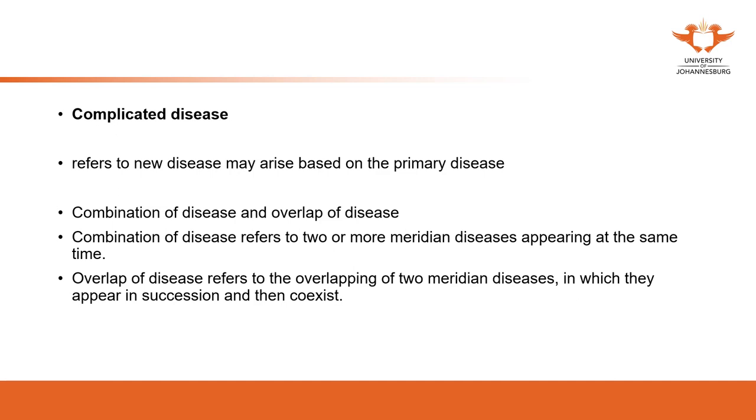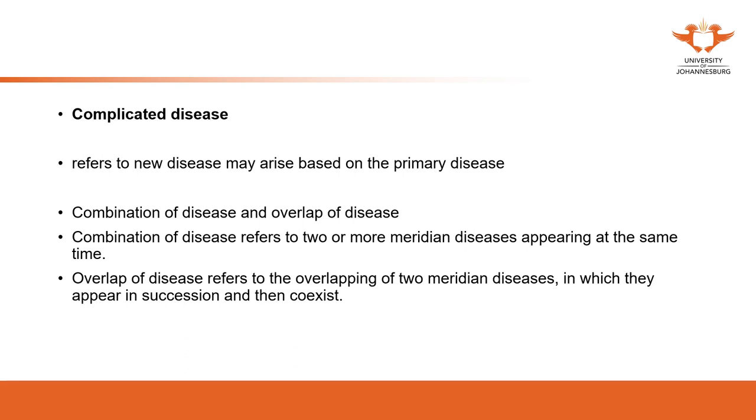The next one, the complicated disease. The complicated disease refers to a new disease that may arise based on the primary disease. So in this condition, the patient will have multiple diseases, at least two, a combination and overlap of diseases. The patient will have one disease, and after a while, another disease happens in the same patient. And the second disease is actually related to the previous disease.